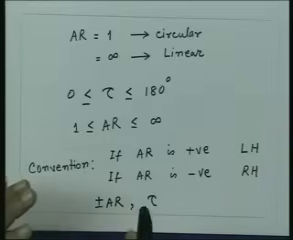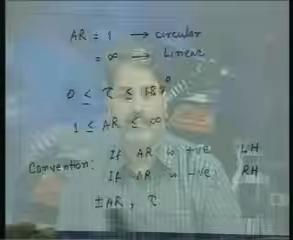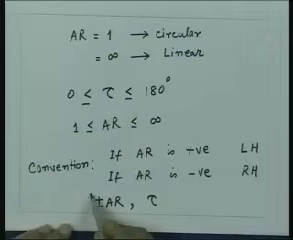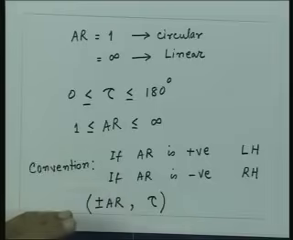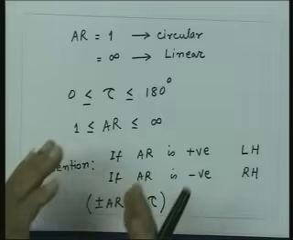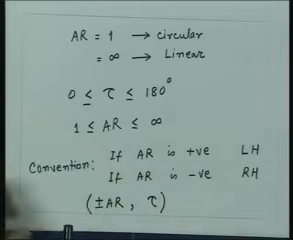So, now I can treat the state of polarization by a pair of these two quantities, AR, which is sine, plus the tilt angle. So, I can now analytically treat a pair of these two numbers to define uniquely the state of polarization of a wave.